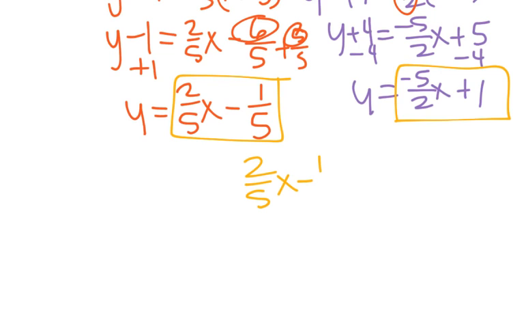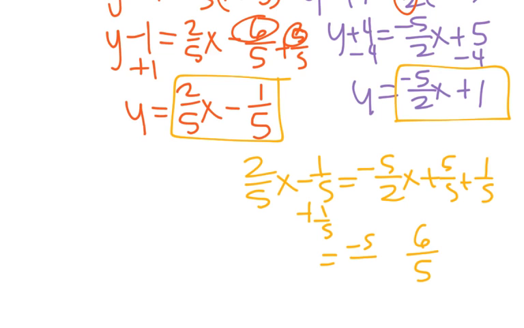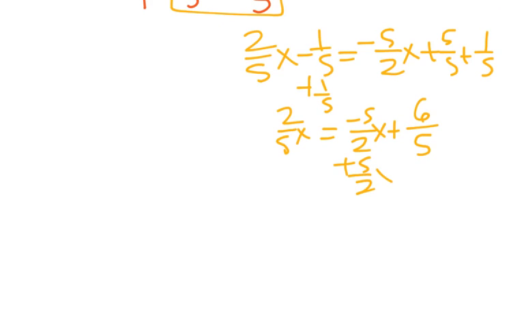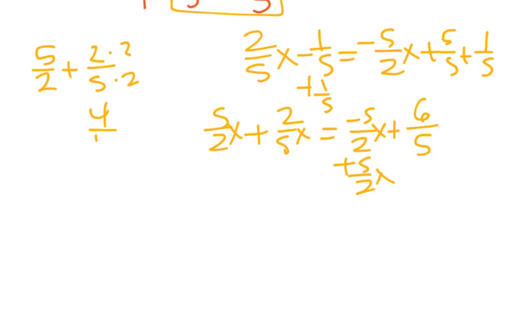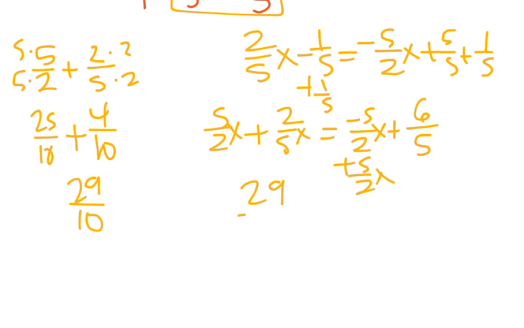Now I need to take this and set it equal to this to find out this point. So 2/5 x minus 1/5 equals negative 5/2 x plus 1. So add 1/5. Change this 1 to 5 over 5 because that's the same thing. We'd have 6/5 equals negative 5/2 x plus 2/5 x. So add 5/2 x. So 5/2 plus 2/5. So I times this side by 2, we get 4/10. This side by 5, we get 25/10. We get 29/10. So 29/10 x equals 6/5.